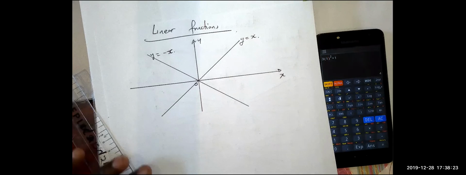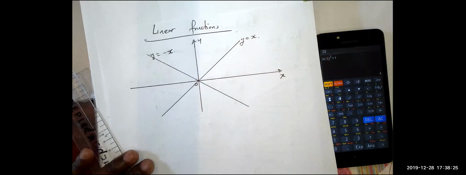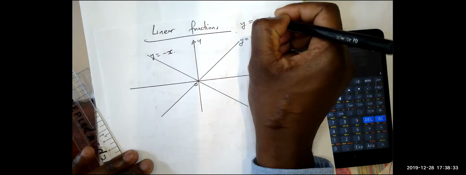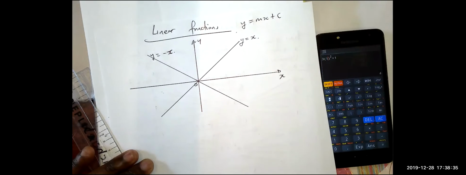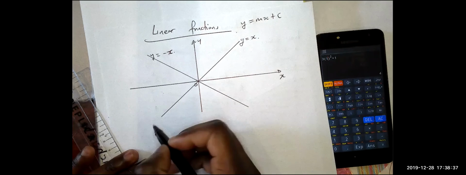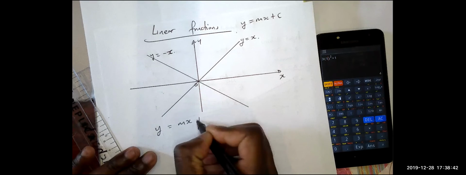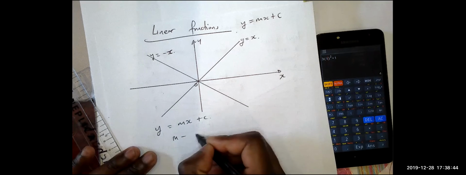Okay. So here, let's talk about linear functions. Another equation for linear functions is y equals mx plus c, where your m, so let's see here, y is equal to mx plus c. Your m is your gradient.